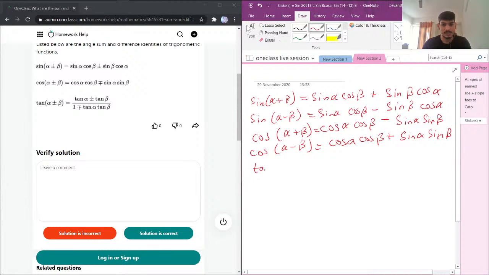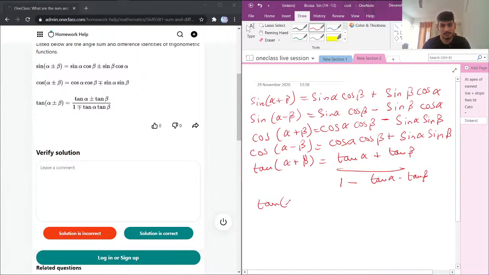Then for tangent of alpha plus beta, we have tangent of alpha plus tangent of beta over one. Now if we have a positive sign here, then we'll have a negative sign in the denominator. Same way, tangent of alpha minus beta will be equal to tangent of alpha minus tangent of beta over 1. So here we had negative, so we'll have a positive tangent of alpha tangent of beta.